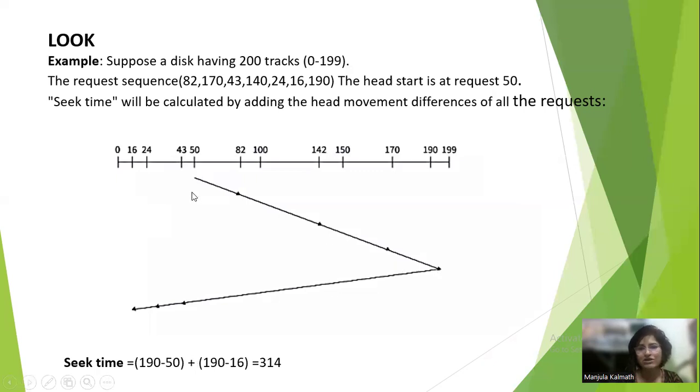again back and forth, forward direction and backward direction. Both sides it gives service. Now here we have 190 minus 16. This is the distance from left to right, and this is the distance from right to left. So the total number of cylinders crossed is 314. That is the seek time, taken as 314 here.